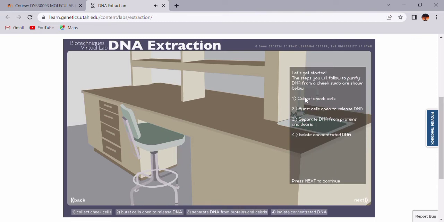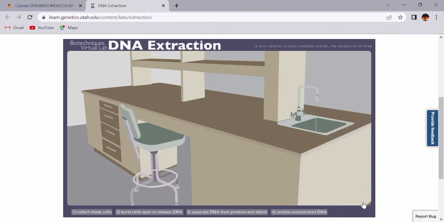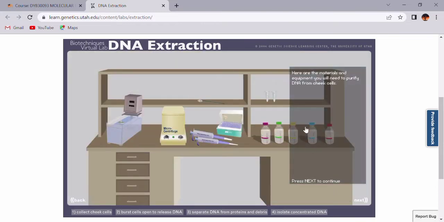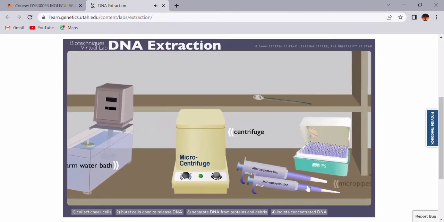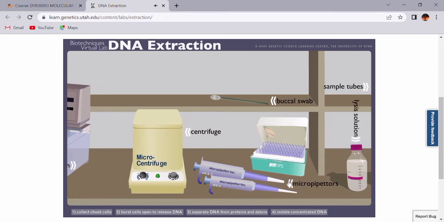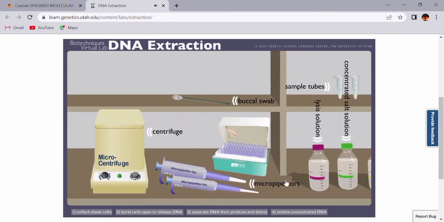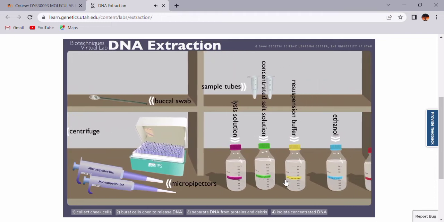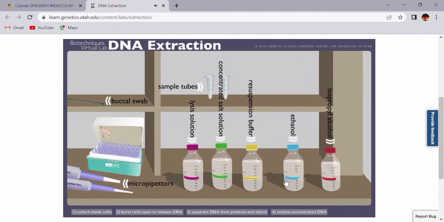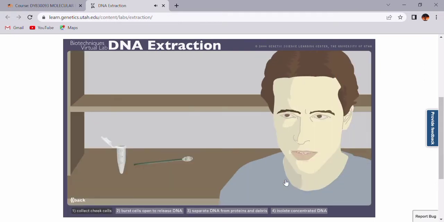The steps you will follow to purify DNA from a cheek swab are shown below. First, collect cheek cells. Second, break the cells open to release the DNA. Third, separate DNA from protein and debris. Lastly, isolate and concentrate DNA. Here are the materials and equipment you will need to purify DNA from cheek cells.